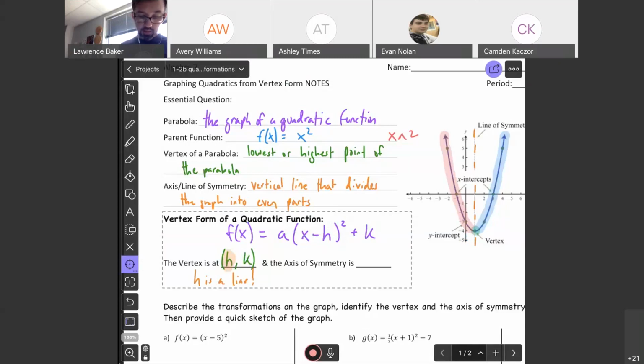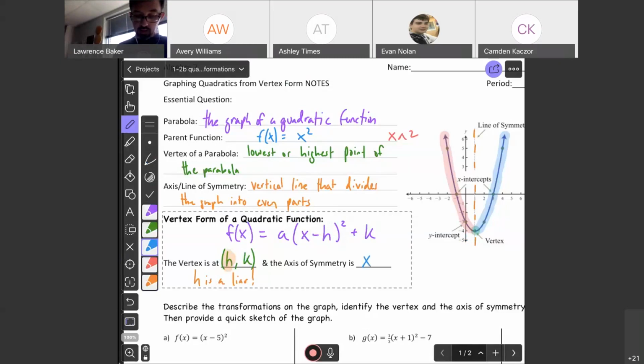That's why it's happening. And the last one is the axis of symmetry. Remember, it's a line. It needs to be an equation. So I'm expecting you guys to write x equals. It needs to be an equation. Remember, it's an x line because every single point on that vertical line has the same x coordinate. And so that's what defines it, is that all of the x's are 1 in that case, but really it's x equals h.